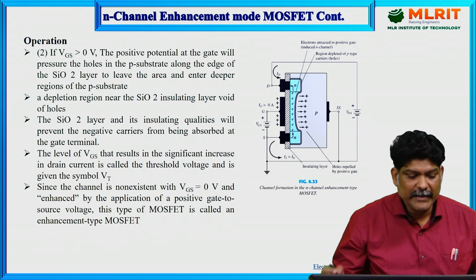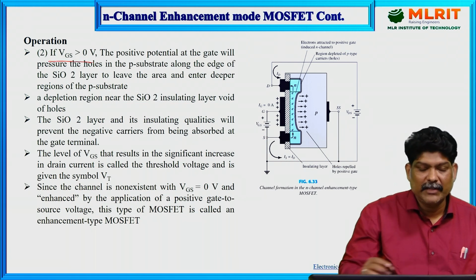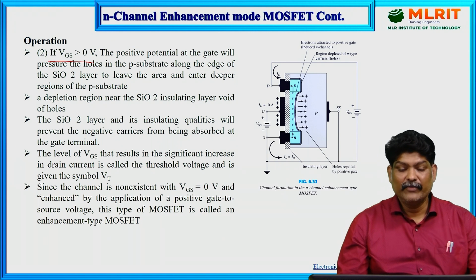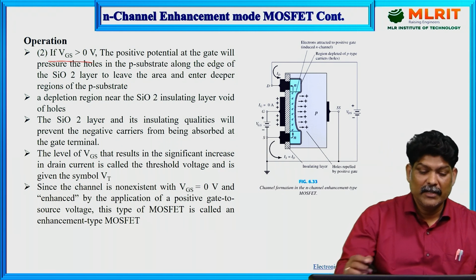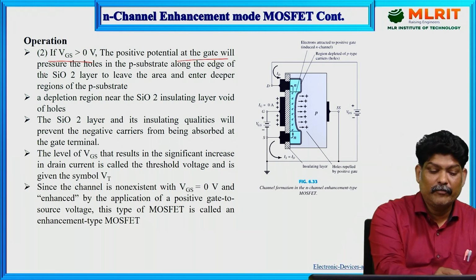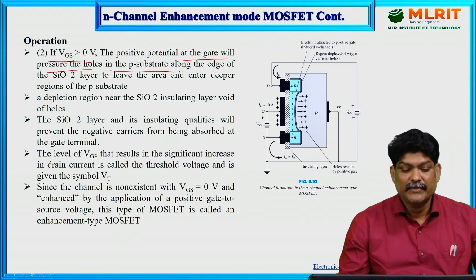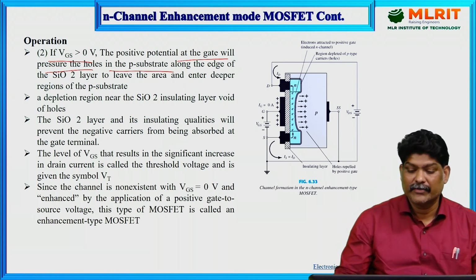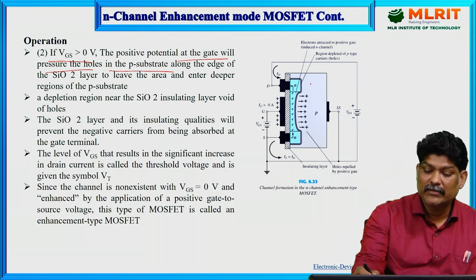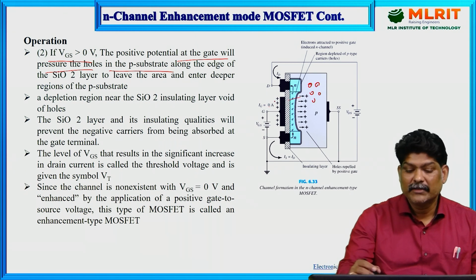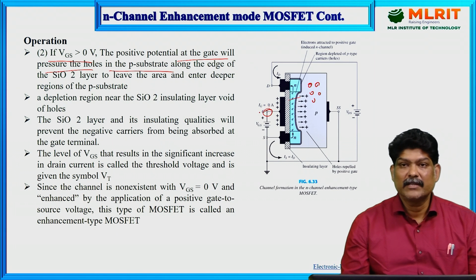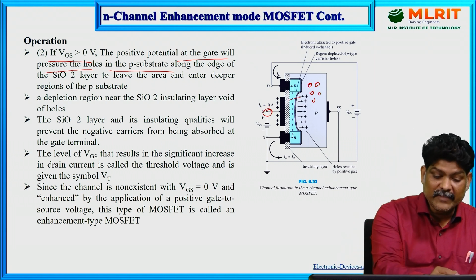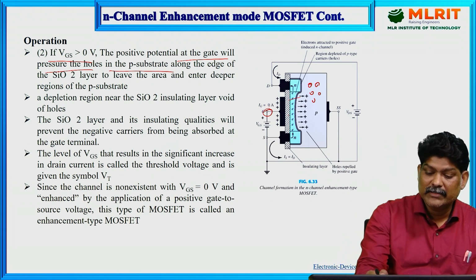Now the second case, when VGS is greater than 0 volts. If you increase the gate to source voltage, the positive potential at the gate will pressure the holes in the p substrate along the edge of the SiO2 layer. So the holes present in this will be attracted towards the gate because of the positive potential at the gate. So they reach towards the SiO2 layer.